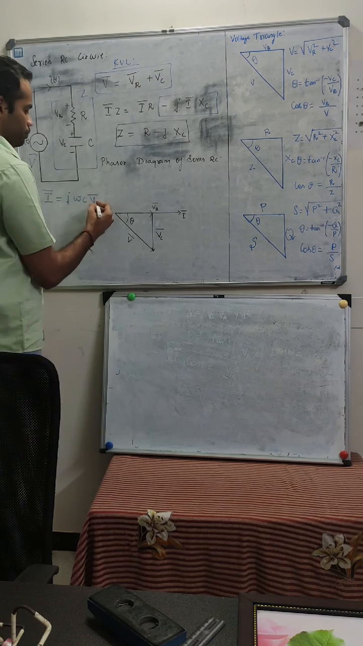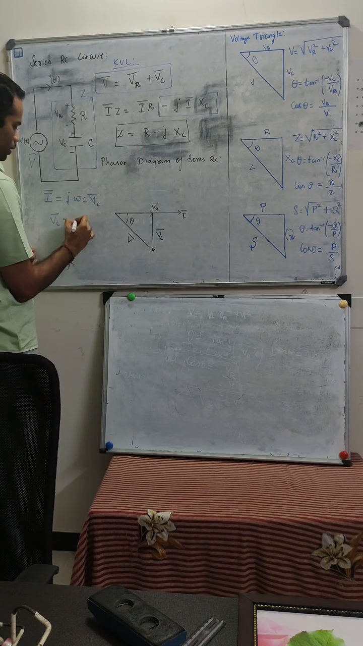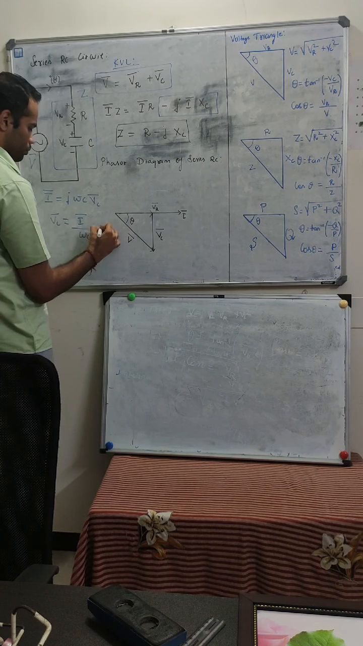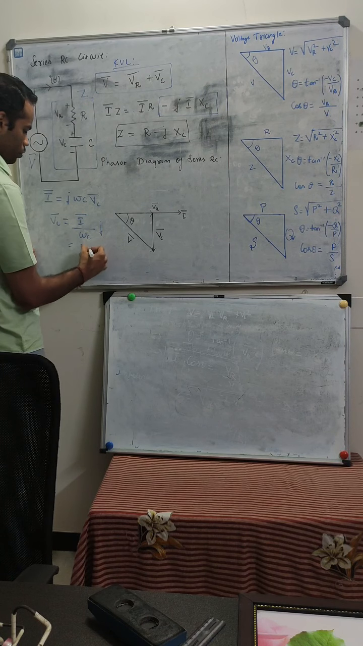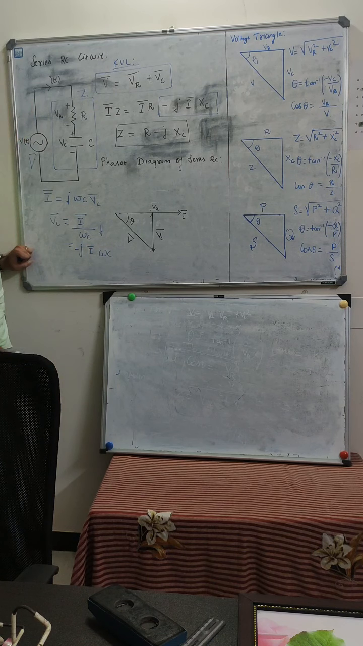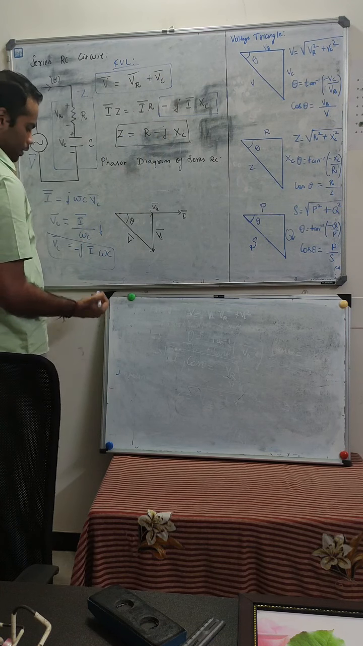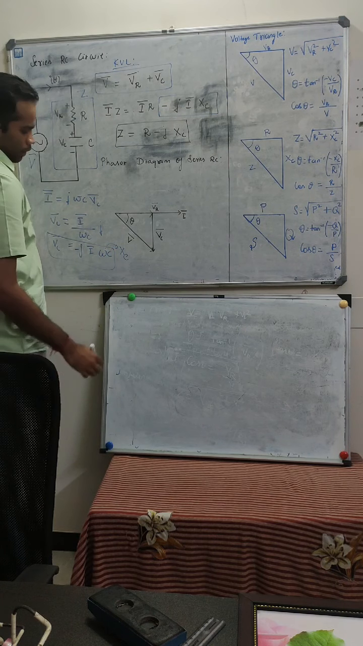What we actually need is the VC phasor. Hence VC phasor is equal to I phasor by J omega C. When you bring J up, you add a negative sign before it. So I have replaced VC phasor from this equation. Now your VC phasor is nothing but minus J into I phasor into 1 by omega C, which is the reactive part of the circuit.